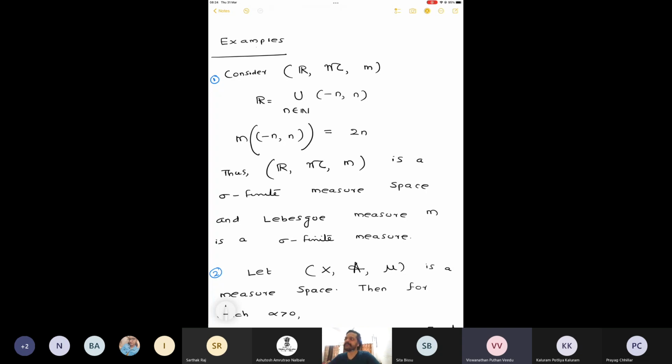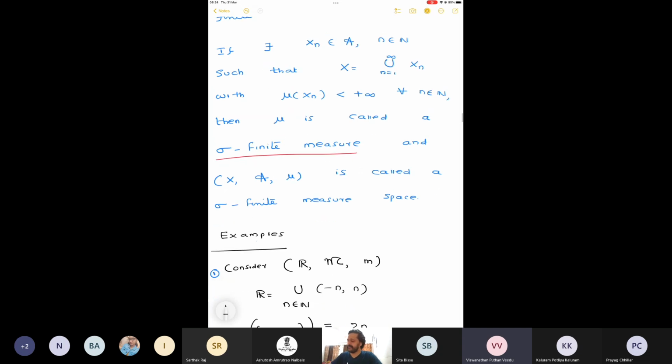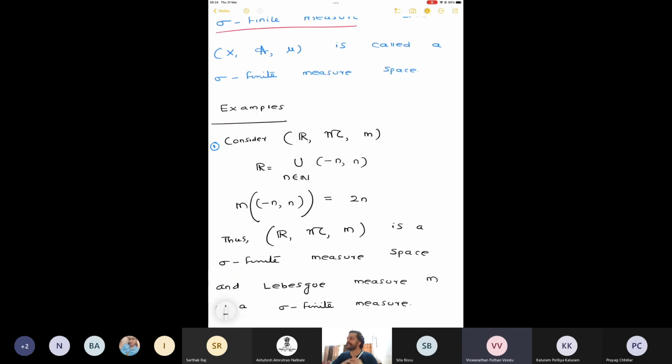So R can be expressed as a countable union of measurable sets. They need not be disjoint. We don't have a requirement of disjointness. You can write X as a union of Xn, and each of these sets in the union has finite measure. The measure of [-n, n] is 2n, which is finite for each n. Therefore, the Lebesgue measure is a sigma finite measure on R.